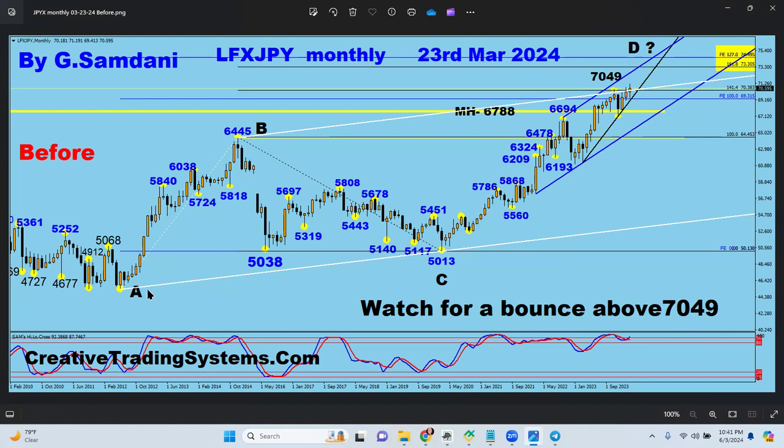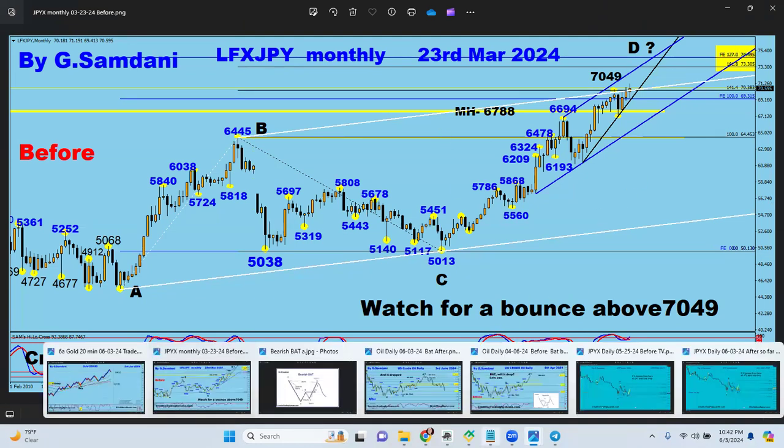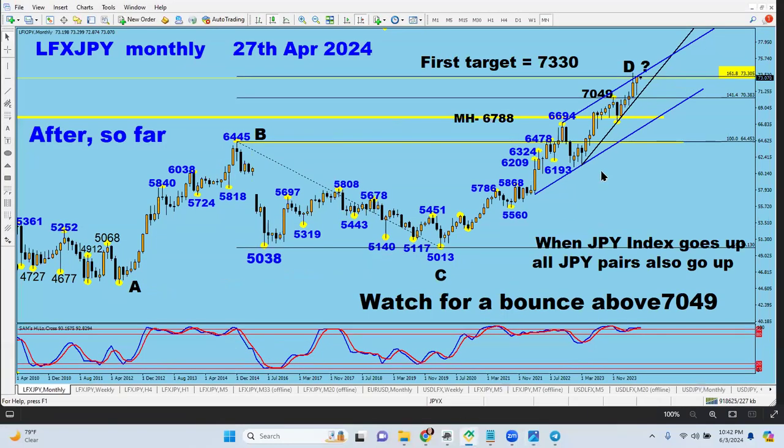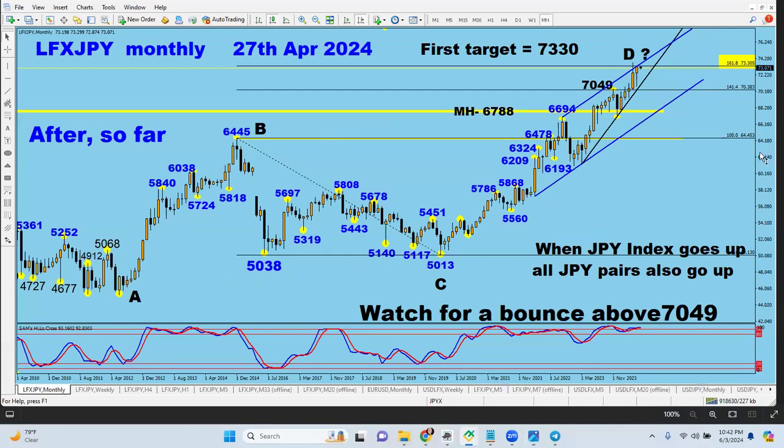Point A, B, C, D, right? Let's say AB equal to CD. 127% is right there. 100% was bypassing, we were bypassing that 100%. So next is 127%, or the extension level 161. So that was my target, 7330. Now, what happened to this chart so far is this. We went there and we hit that target.